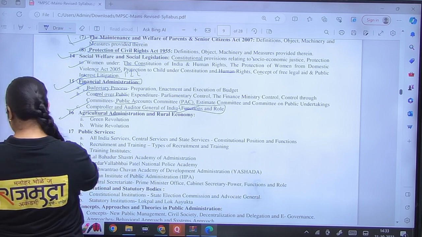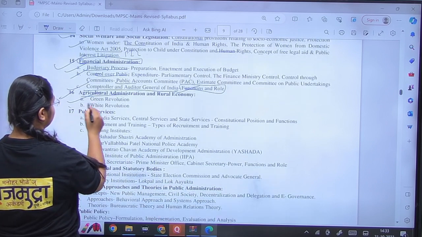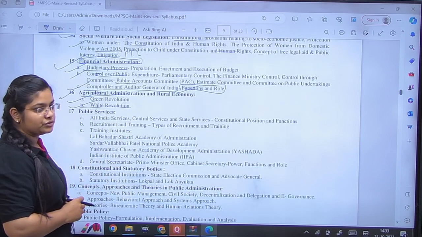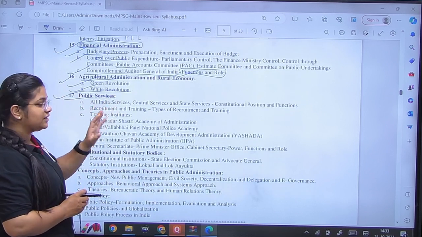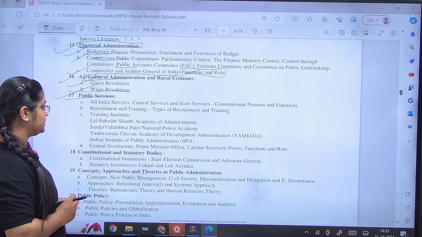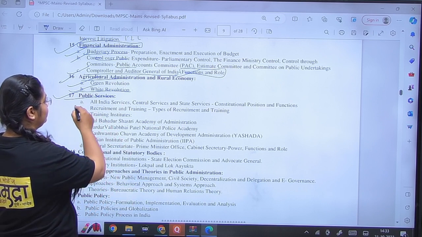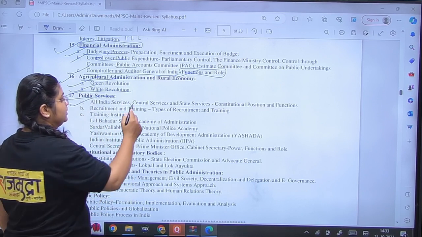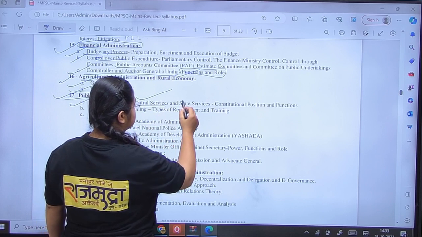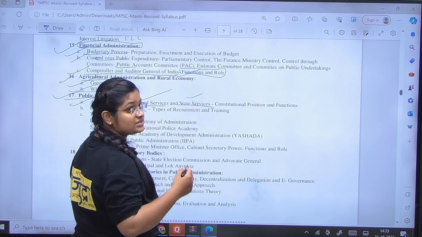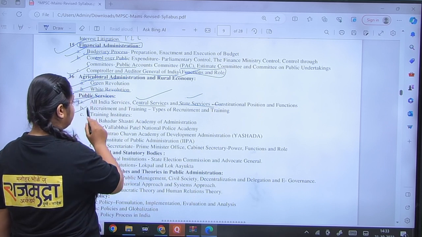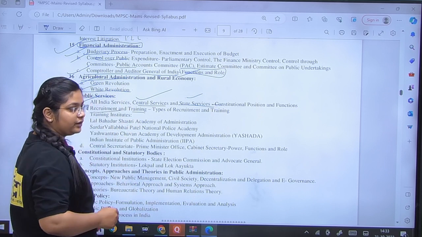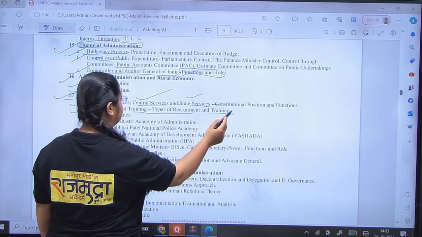In that we have to see green revolution and white revolution. Then in our syllabus, the 17th topic is public services. So we have to study about all India services, what are central services, what are civil services or state services, constitutional position and its functions. Then recruitment and training, types of recruitment and training.